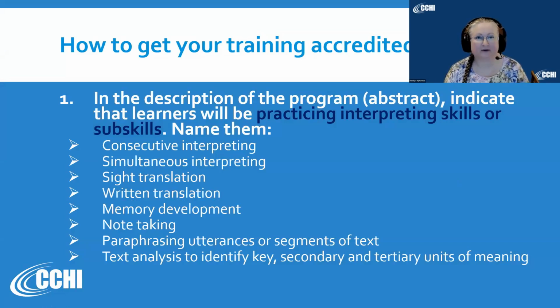And in that description, you really need to spell out that it includes practicing interpreting skills or sub-skills, and you need to name those skills. That's kind of the number one criterion that reviewers of applications will be looking for. And you have a list of those sub-skills on the screen right now, and Vonessa, Johanna, and Paco, all three of them talked about different skills already.